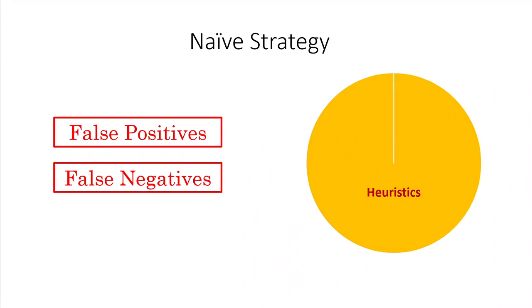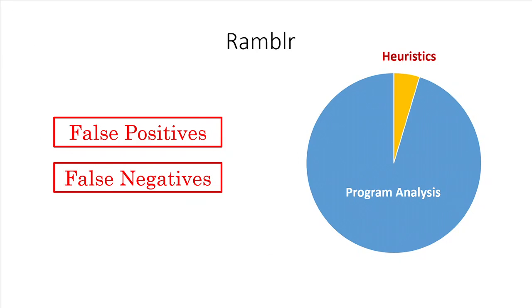Unlike the naive strategy that greatly relies on assumptions of how data is aligned, where data is put, and a lot of heuristics, Ramblr has a different approach. Ramblr greatly relies on running program analysis and extracting as much information as possible for individual integers in the binary. And we only resort to heuristics and assumptions when we cannot get enough information for each integer, which basically means we are not looking at individual integers in isolation of the context, but we want to understand what the type of those integers are based on how they're used by the program.